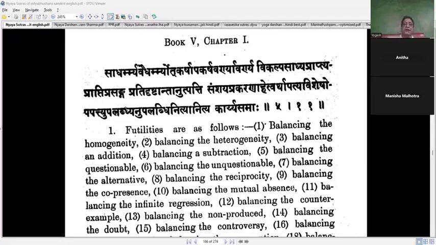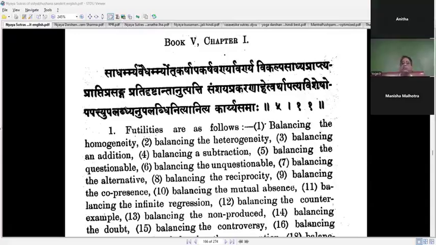Because an argument must reach a logical conclusion, you are not supposed to just prove. Yes, Anita, I want to say something. Then isn't this just Vitanda? No, Vitanda is where you are discrediting the other person. It is a nice question, but there is a very slight difference between Vitanda and Jati.